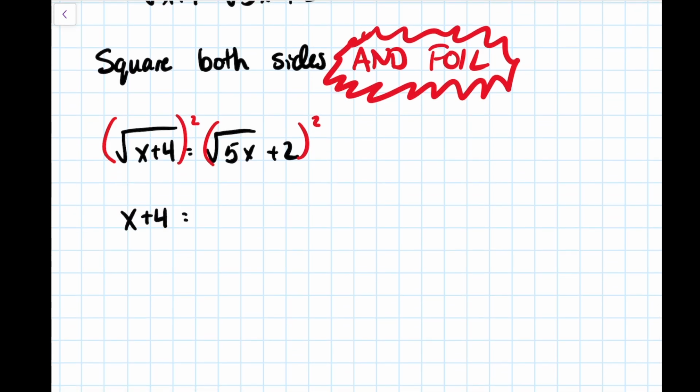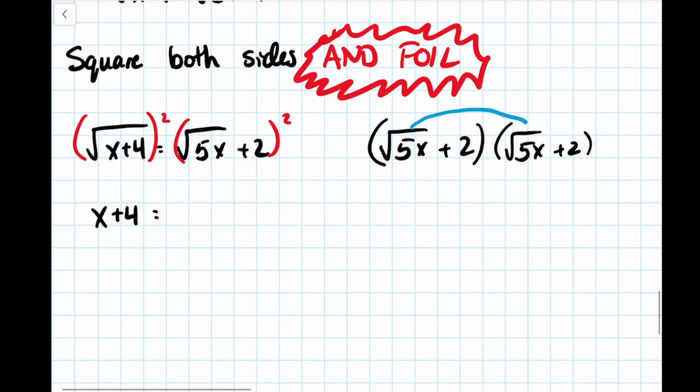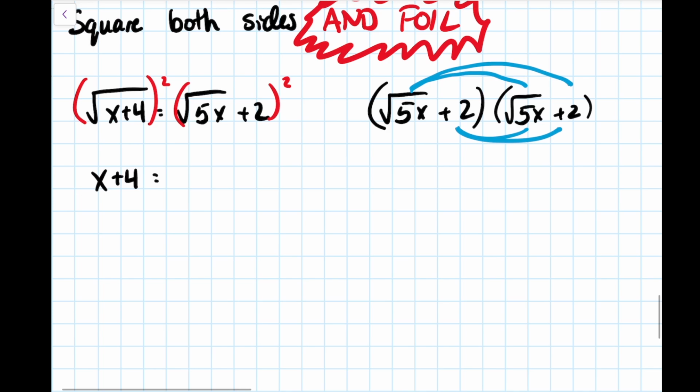On the right, though, we have root 5x plus 2 times root 5x plus 2. And so we have to FOIL that thing properly. So we're going to do root 5x times root 5x, root 5x times 2, 2 times root 5x, and 2 times 2. That first one is really crucial because it's something that people kind of tend to forget. Remember, if you're doing root 5x times root 5x, we talked about this back in the multiplication lessons, that just cancels out, and that just gives you 5x. Then we've got 2 times root 5x a couple of times, and then 2 times 2, which is 4.